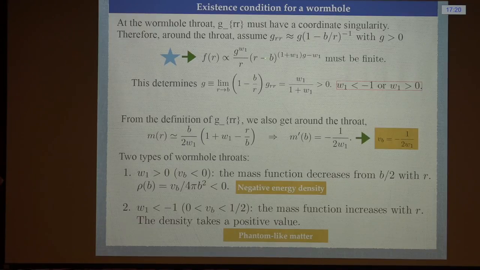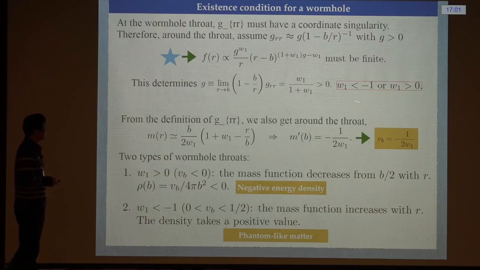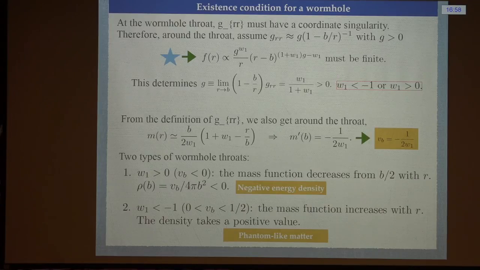And here r minus b is the exponent, and to avoid a coordinate singularity or event horizons, this exponent should vanish. Then this determines z to these values. And because z is positive, we have these restrictions for W1.